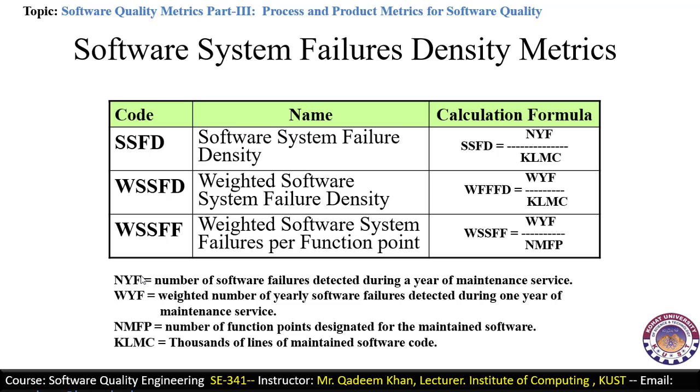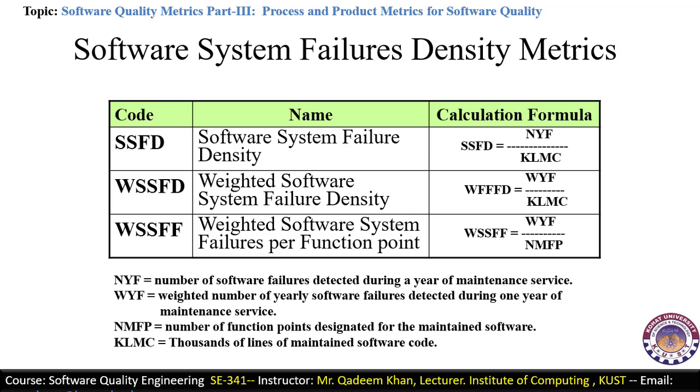Now we have a very important type of metric that is called software system failure density metrics. The software system failure density metrics measure the density of the errors that can fail the project or the software. So there are three different important metrics of the failure density metrics of software systems. First one is called software system failure density. Software system failure density measures the density, that is the ratio of the failures when a software is being used.